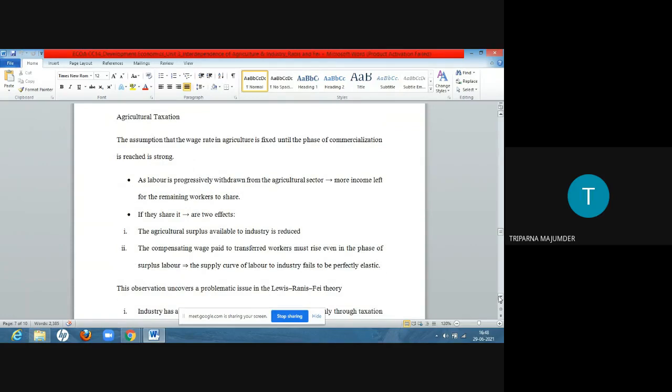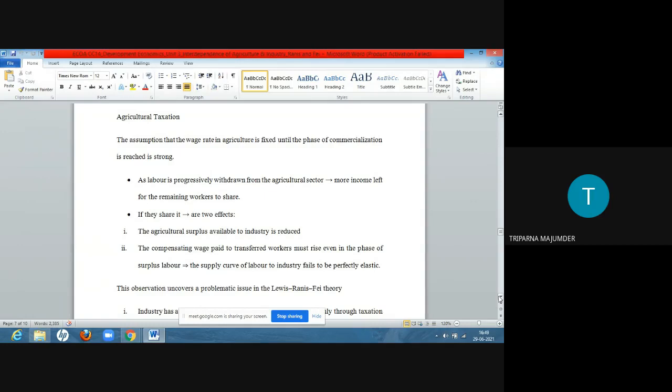Labor is progressively withdrawn from the agricultural sector, leading to more income left for the remaining workers to share. Now, imagine what we are saying is not illogical. People who remain on the land have more production at hand. They have more output in their hands, and they may have a tendency to consume more than before. Now, if they share it, there are two effects.